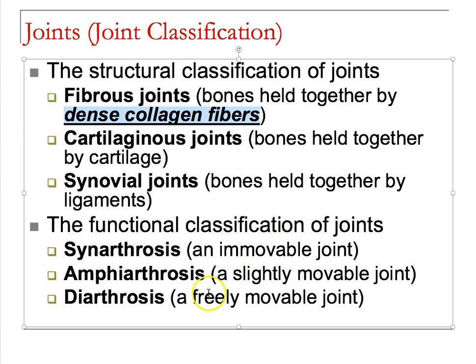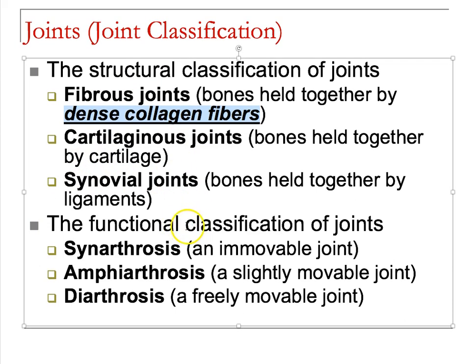Now, a moment ago I said that there are functional classifications: immovable, slightly movable, and freely movable joints. This is the structural classification: fibrous joint, cartilaginous joint, and synovial joint. Functional classification asks, is that joint moving? If it's freely movable, we would call it diarthrotic. If it's slightly movable, it's amphiarthrotic. And if it's immovable, it's synarthrotic. And you're going to see that we actually have some nuances within this as we go along.